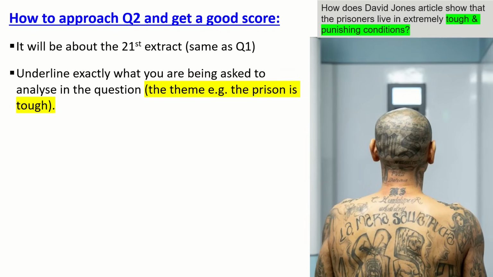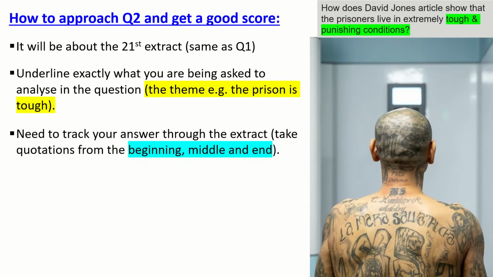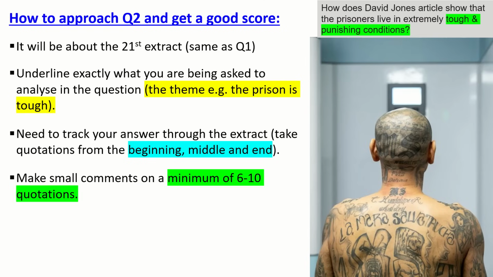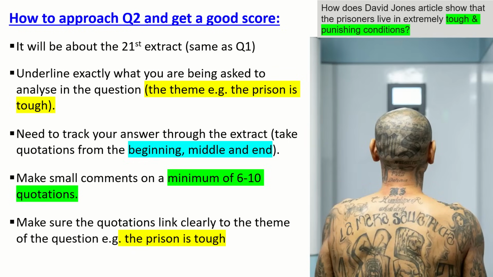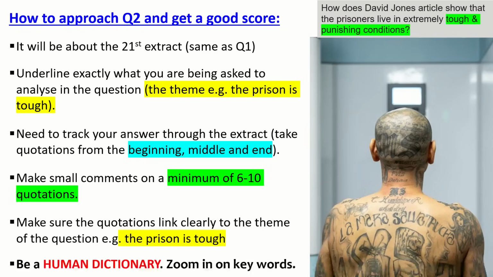Underline exactly what you're being asked to analyse in the question. So in this case, the prison is tough. Track your answer through the extract, beginning, middle and end. Make small quotes, a minimum of 6 to 10 quotes. Make sure the quotations link clearly to the theme of the question, the prison is tough, and be a human dictionary. Zoom in on quotes and explain their effect.